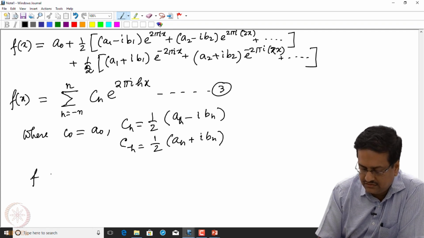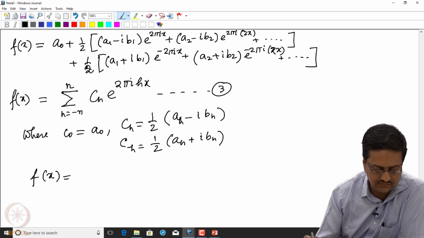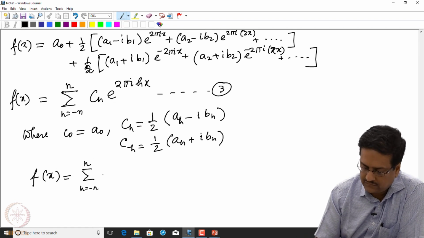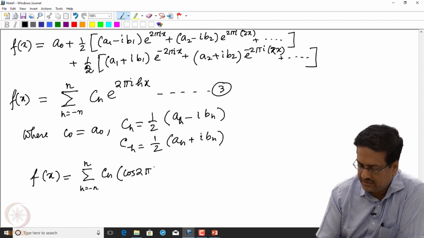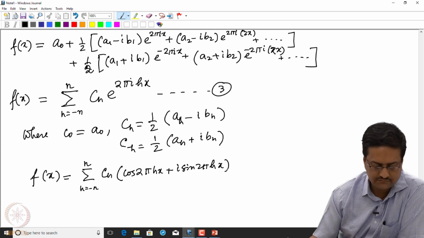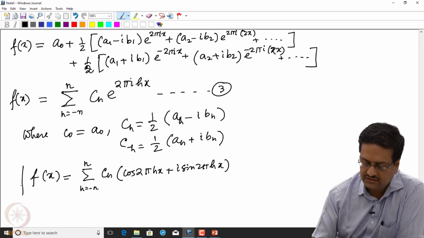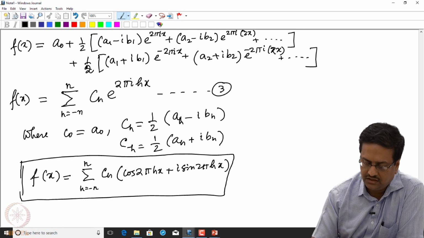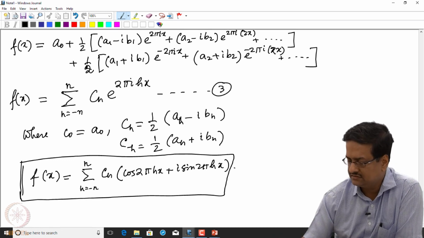So one can write the same as f(x) equal to the sum over h equal to minus n to plus n of ch (cos 2 pi hx plus i sin 2 pi hx). So this is the expression for a one-dimensional Fourier series along the x-axis, say.